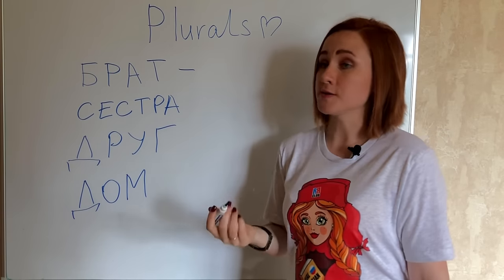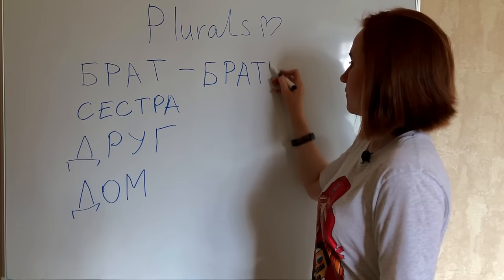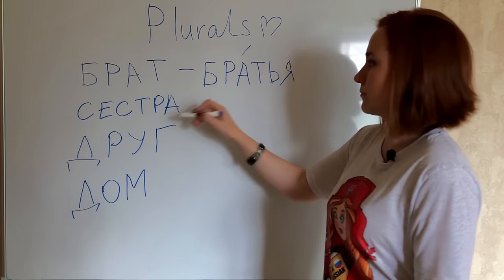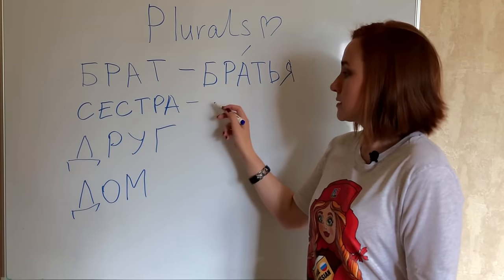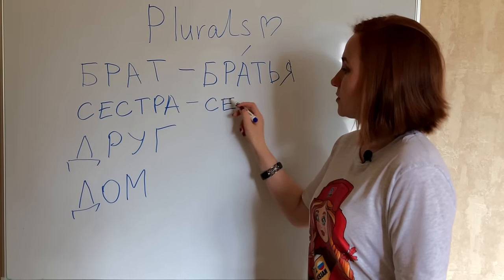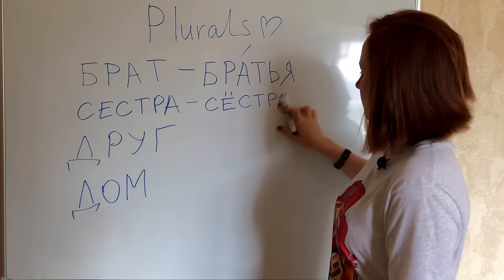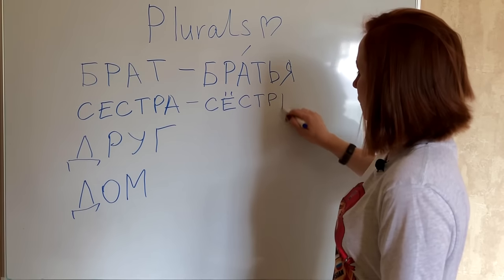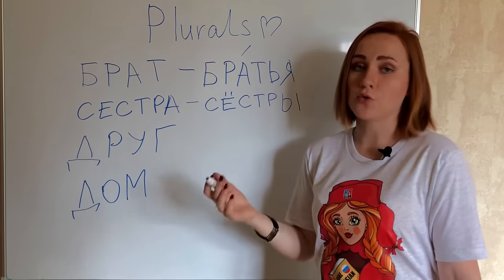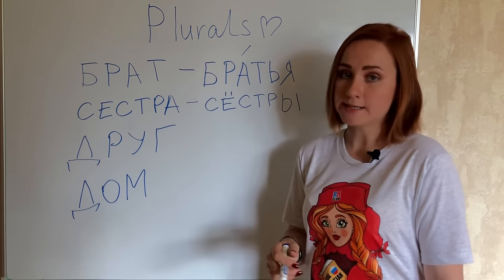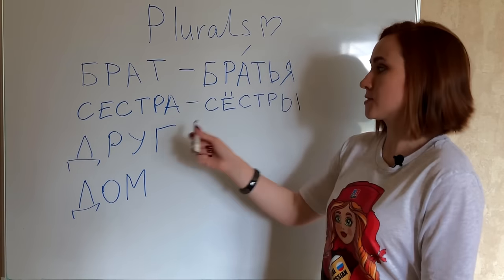So, brothers is братья. Братья. Just a word to remember. Братья, brothers. Sisters is almost the same. Actually, the rule is correct because we're having a in the ending and we replace it with ы, but this е turns to ё. Сестра, сестры. Okay, sisters.